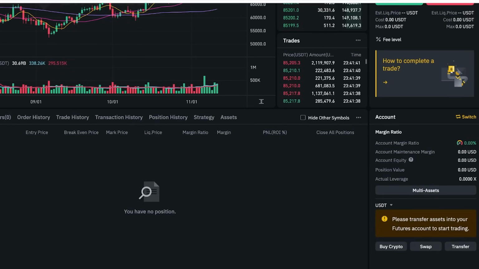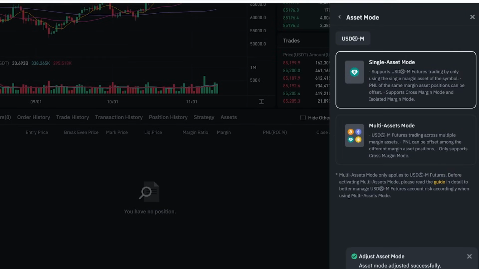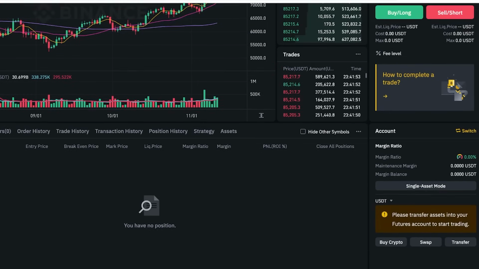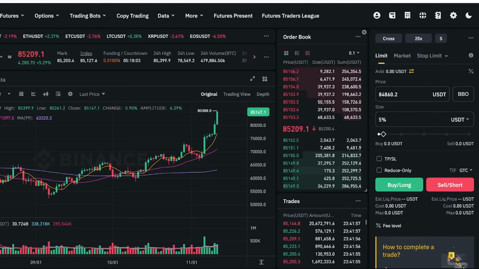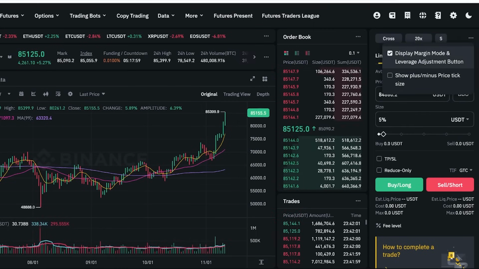So that is why I always recommend for beginners to stay in the single asset mode to make sure that they are managing their risk a bit more effectively. Now, you also have cross and isolated margins, which are another really important thing that you need to know about before you are actually making trades.